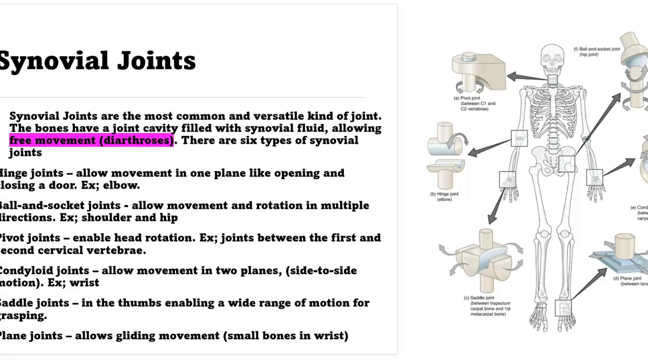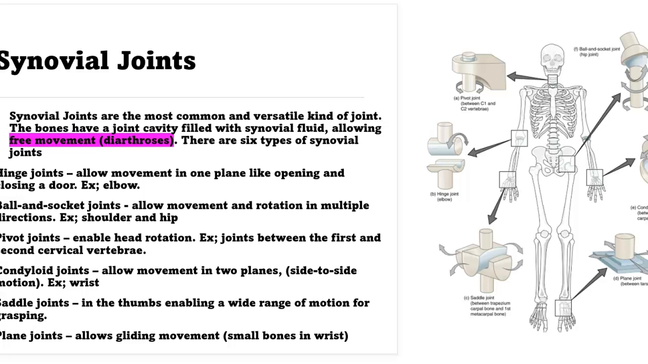Pivot joints enable head rotation. An example of this is the joint between the first and second cervical vertebrae. The condyloid joint allows movement in 2 planes, including side-to-side motion. An example of this is the wrist.